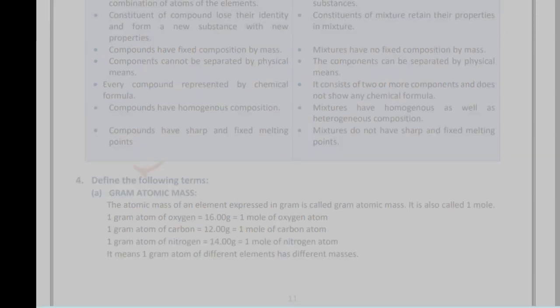Mixture is formed by the simple mixing of substances. Constituents of a mixture retain their properties in the mixture. Mixtures have no fixed composition by mass. The components can be separated by physical means. It consists of two or more components and does not show any chemical formula. Mixtures have homogeneous as well as heterogeneous composition. Mixtures do not have sharp and fixed melting points.